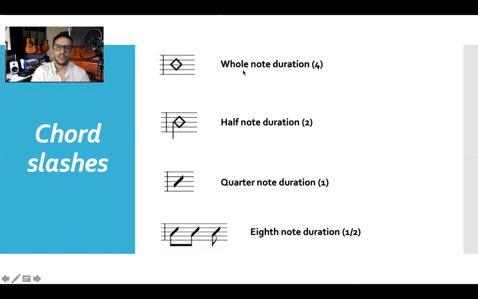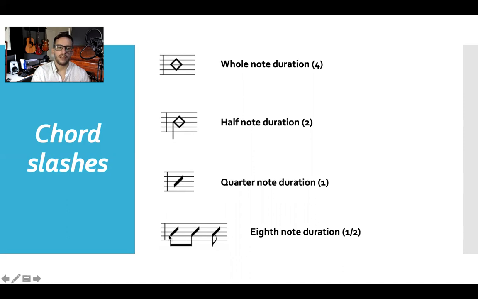The first one is like a whole note duration, so 4 beats. So every time you see this symbol right here, it means you're going to play the chord for a duration of 4 beats. Okay, the next one right here is going to be like a half note duration. So every time we see this chord slash right here, it means you're going to play a chord for the duration of 2 beats. The next one is this, which means that you're going to play the chord for a quarter note duration, meaning 1 beat.